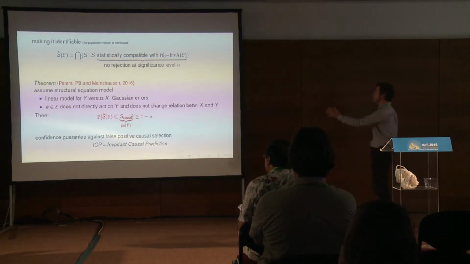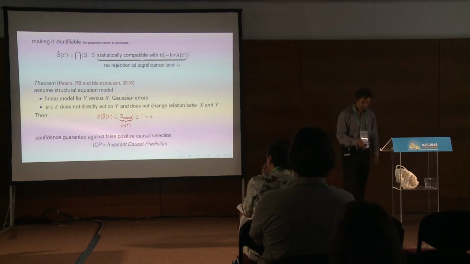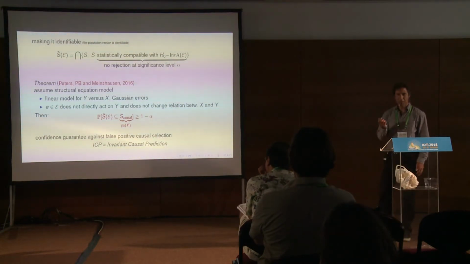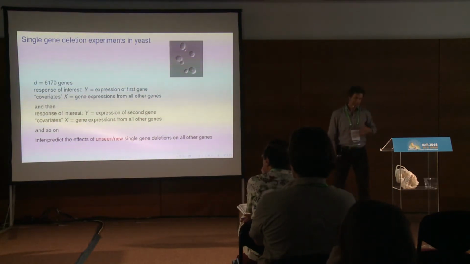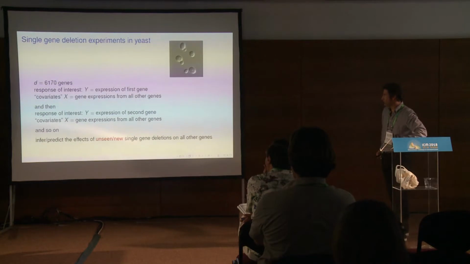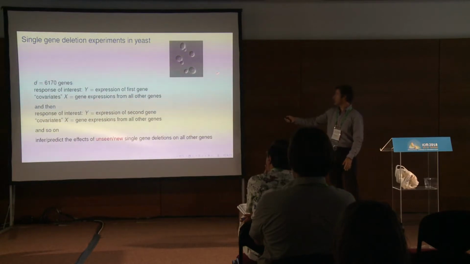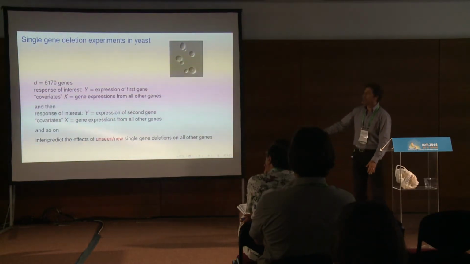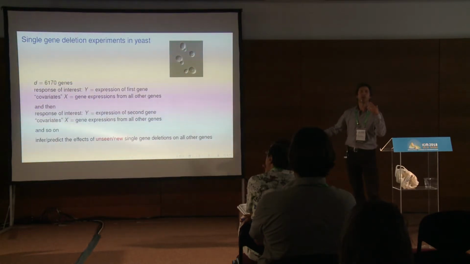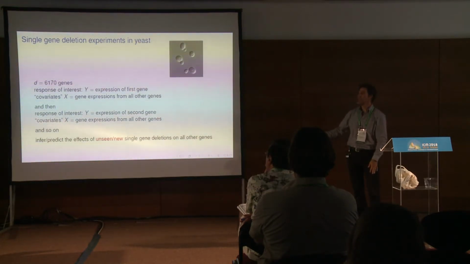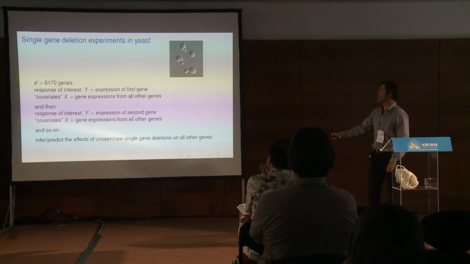We call this ICP, invariant causal prediction, and I want to show you a bit how this actually works on a real problem. The problem is really challenging, and we have been working on these kinds of problems for a while, and this is so far maybe the best that we can do. So this is single gene deletion experiments in yeast. We have baker's yeast, which is used for baking the bread in the morning. It has about 6,000 genes, and we measure the expression of these genes. I have a response of interest, y, the expression, the activity of the first gene, and the covariates are the expression of all other genes.